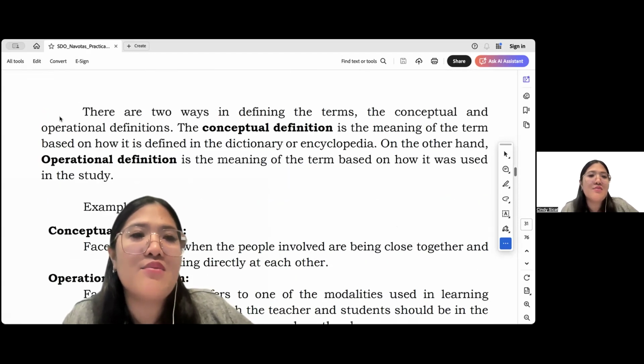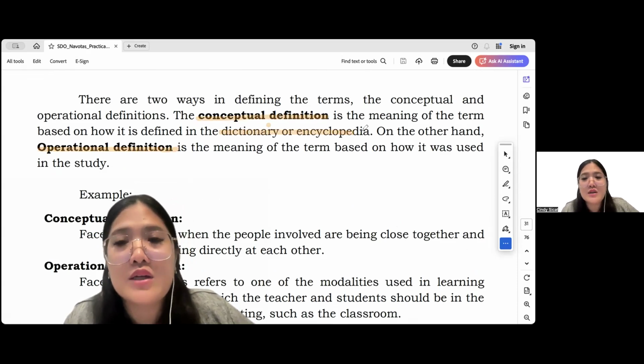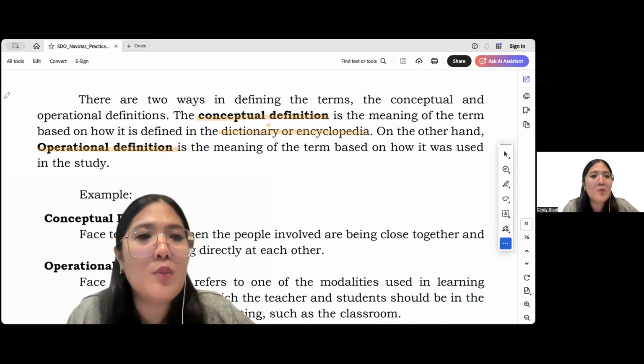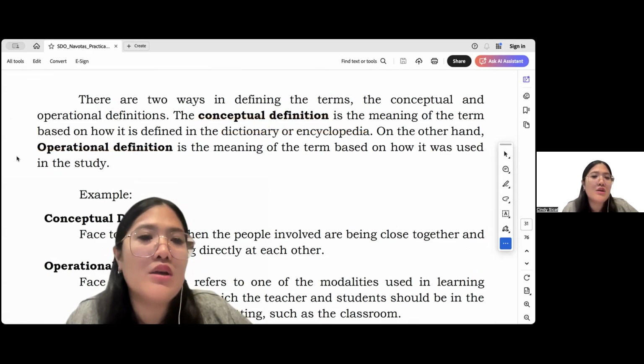And then again, as I've mentioned earlier, we have two ways in defining the terms. We have the conceptual and the operational. So the conceptual is the dictionary or encyclopedia meaning, and then the operational would be the meaning of the term based on how it was used in the study.